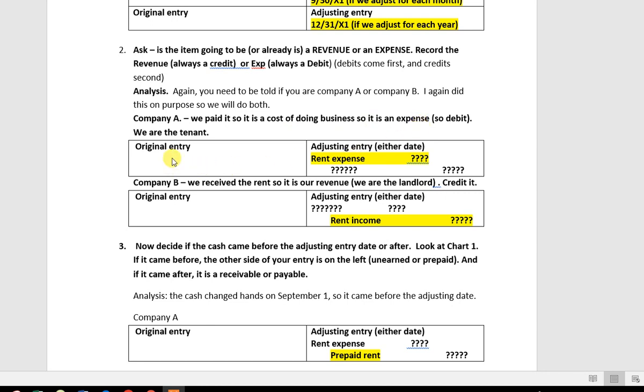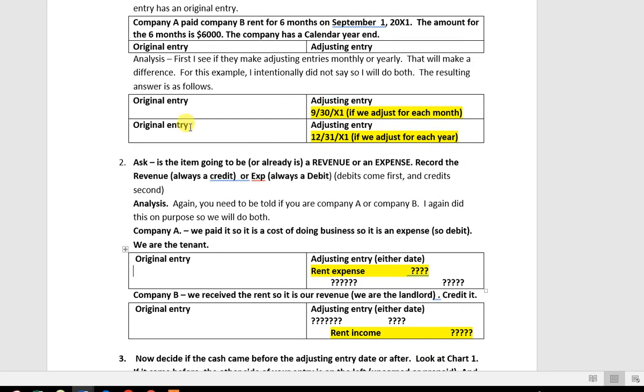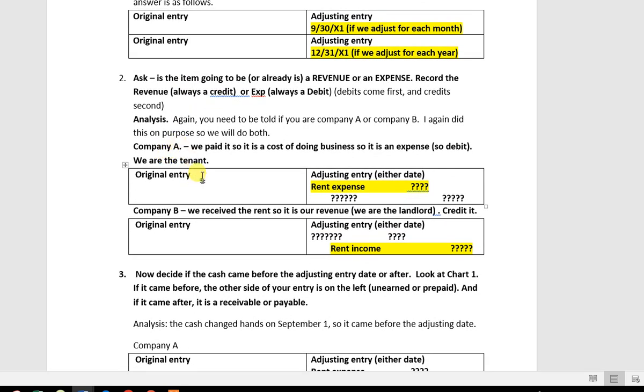Okay, so I'm actually going to go ahead and make the original entry for Company B. So when Company B actually paid it, they paid it with cash, so I'm going to credit cash, but my debit is prepaid rent. So this is the journal entry on September 1st. Okay, so September 1st, I'm going to make this journal entry. So my debit prepaid rent. And that prepaid rent I would have for $6,000, and I wrote the check for cash, so I'm going to credit cash for $6,000.